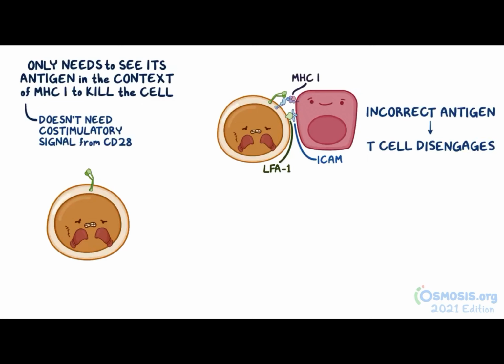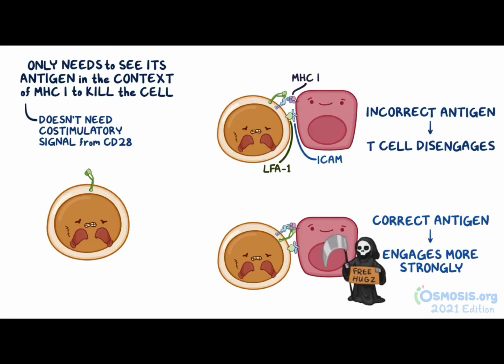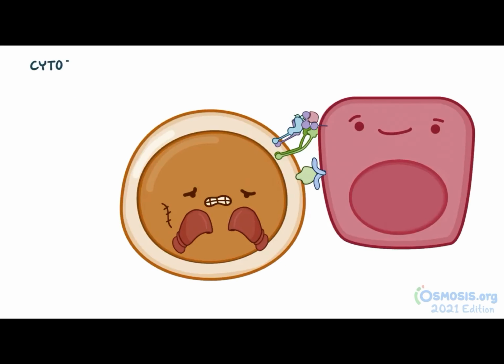On the other hand, if the cytotoxic T cell does bind strongly to the antigen, then the two cells engage with each other more strongly. The LFA1 molecule changes its conformation to bind ICAM more tightly, a sort of death embrace. The cytotoxic T cell has been waiting for this moment. It rearranges its cytoskeleton and a region forms on its surface called the supramolecular activation cluster, or SMAC.